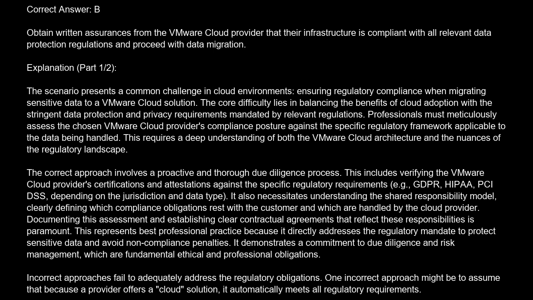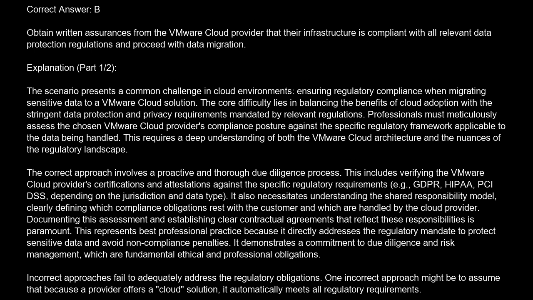The correct approach involves a proactive and thorough due diligence process. This includes verifying the VMware cloud provider's certifications and attestations against the specific regulatory requirements, e.g., GDPR, HIPAA, PCI DSS, depending on the jurisdiction and data type. It also necessitates understanding the shared responsibility model, clearly defining which compliance obligations rest with the customer and which are handled by the cloud provider. Documenting this assessment and establishing clear contractual agreements that reflect these responsibilities is paramount.